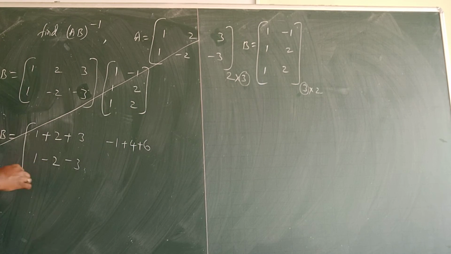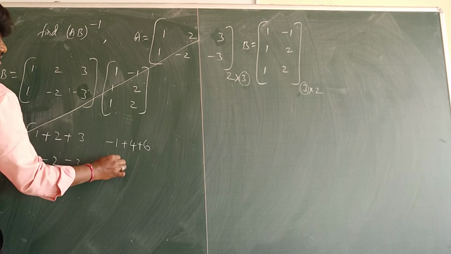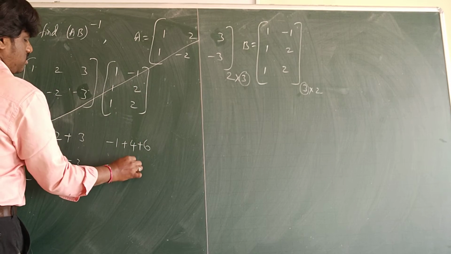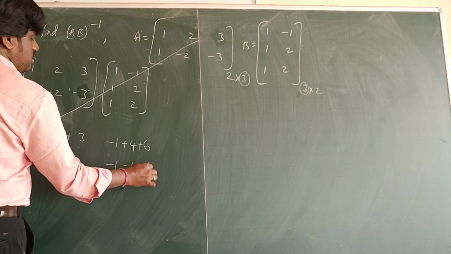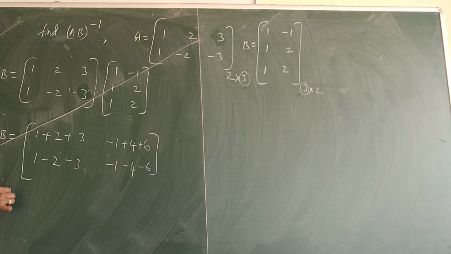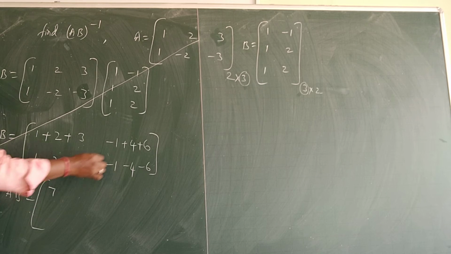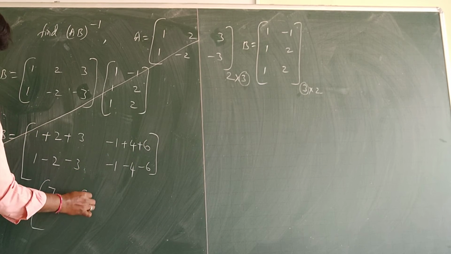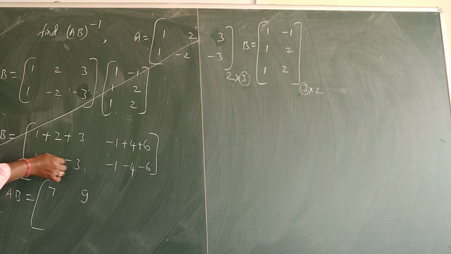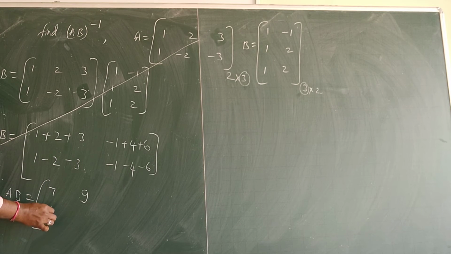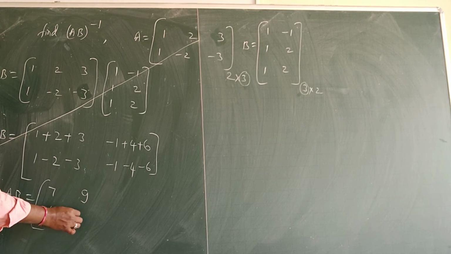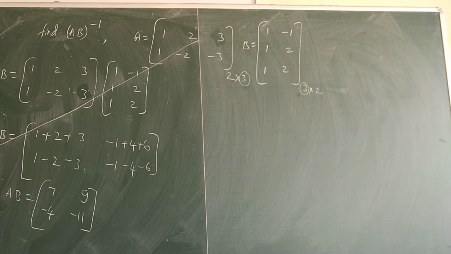Is it understood? Last one, look here. 1 into minus 1 minus 1, minus 2 into 2 minus 4, minus 6. So AB is 3 plus 2 plus 1 is 6, 6 plus 4 is 10, 10 minus 1 is 9, minus 5 plus 1 minus 4, and minus 4 minus 6 minus 11. So this is the AB matrix.